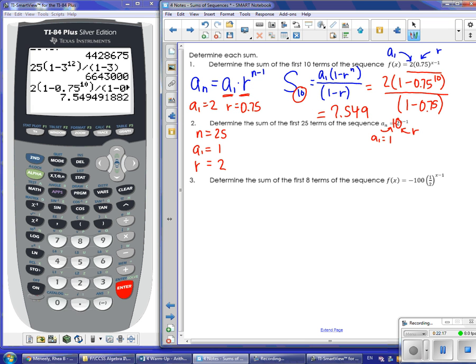And if I want to find the sum of the first 25 terms, I'm going to go ahead and plug it into the equation. And what I'd like you to do at this point is to press pause and to complete the next 2 examples on your own.